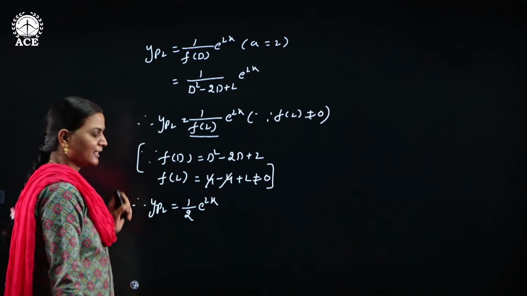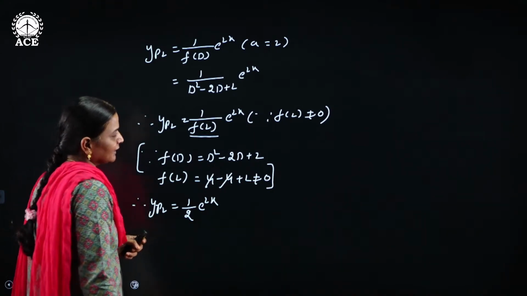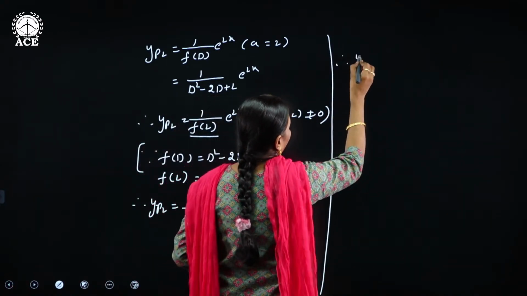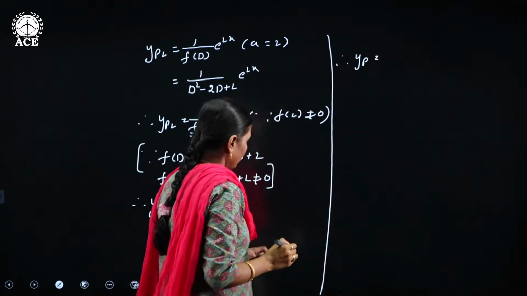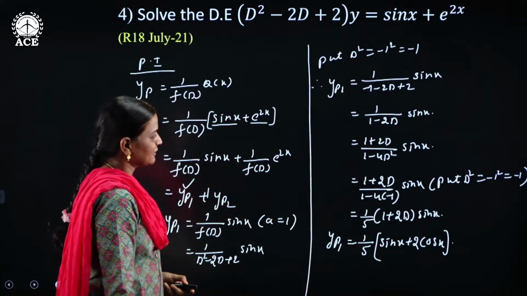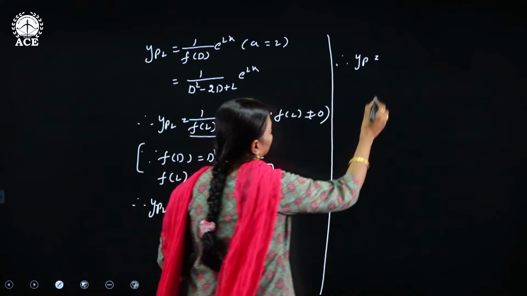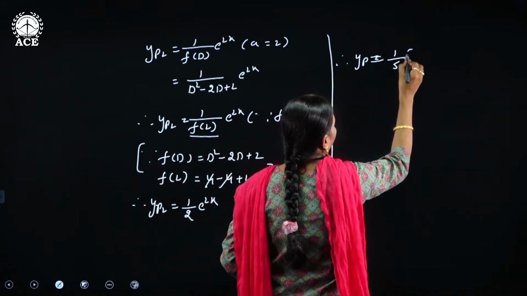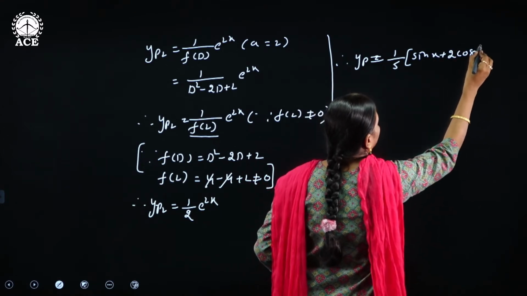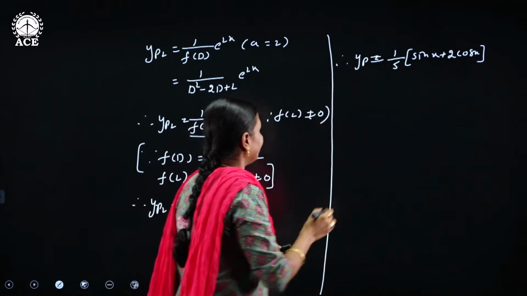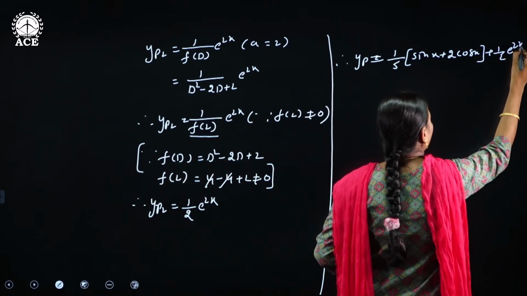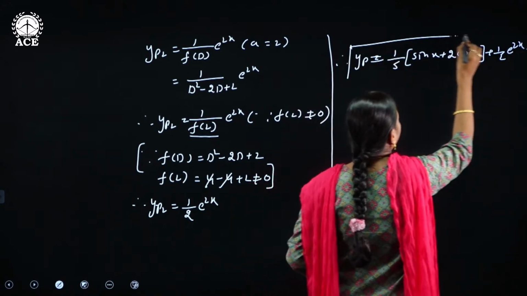So this is the second part of the particular integral. Now write the combined particular integral. So the total particular integral yp is equal to yp1 plus yp2. What is yp1? Yp1 is equal to 1 by 5 into sin x plus 2 cos x. Next, what is yp2? Yp2 is equal to 1 by 2 into e power 2x. This is the complete particular integral.